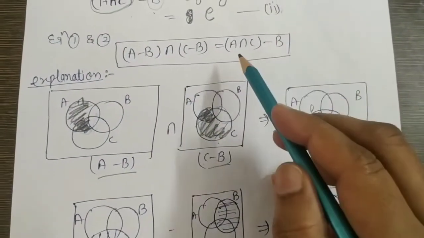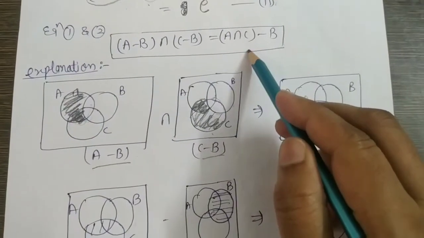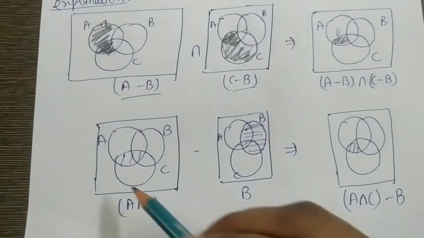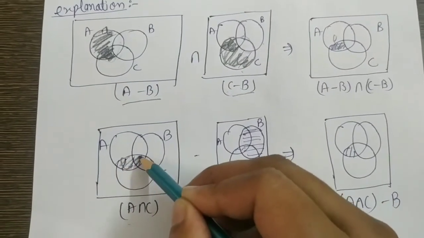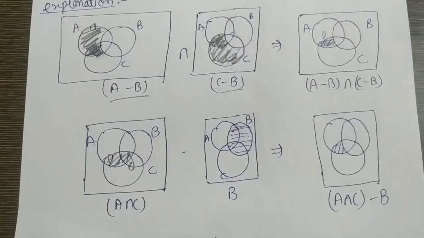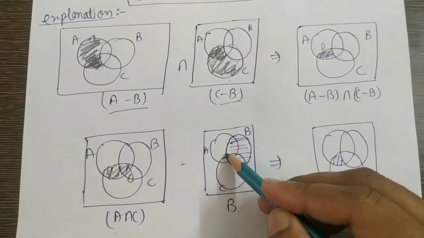And for the right hand side, first take A intersection C. A intersection C means the common between A and C, that is E part and G part. And this is complete B.